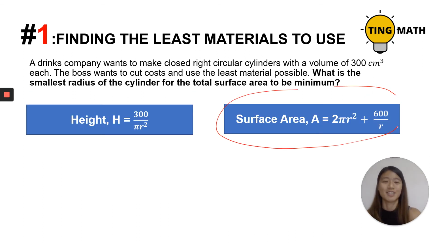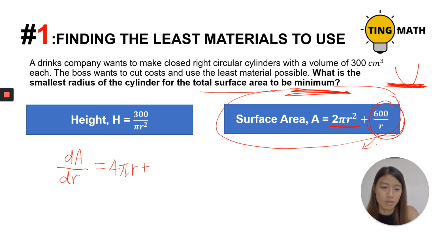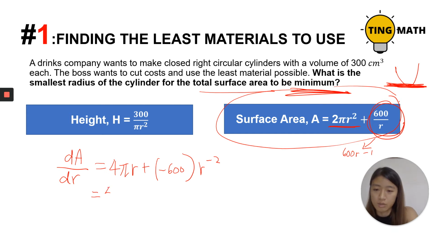Using this, we are going to find the minimum surface area for a particular value of radius. If we remember, for the minimum surface area, the gradient dA over dr will be equal to 0. So first, let us differentiate A with respect to r. Differentiating this gives 4 pi r. And for this part, we write it in indices form: 600 r to the power of negative 1. Bring down the negative 1, and we have negative 600 r to the power of negative 2. So dA over dr will give me this.